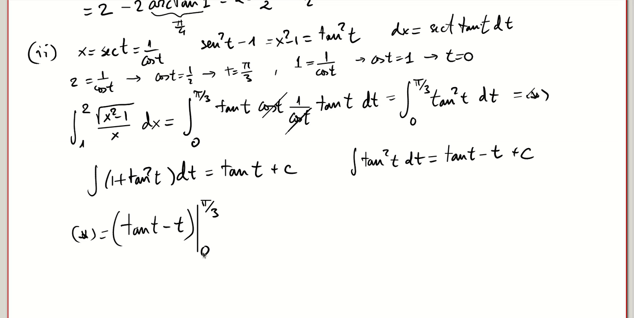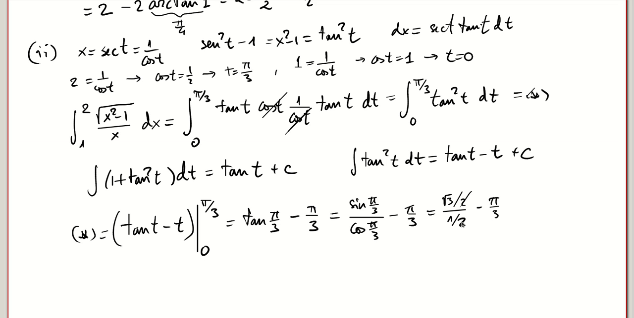Now this function is 0 at 0 because the tangent is 0 and t is 0, so this is just the tangent of pi over 3 minus pi over 3. The tangent of pi over 3 is the sine of pi over 3 divided by the cosine of pi over 3. The cosine of pi over 3 is 1/2, and the sine is square root 3 divided by 2. So 2 cancels, and then we have the square root of 3 minus pi over 3. So that's the value of the integral.